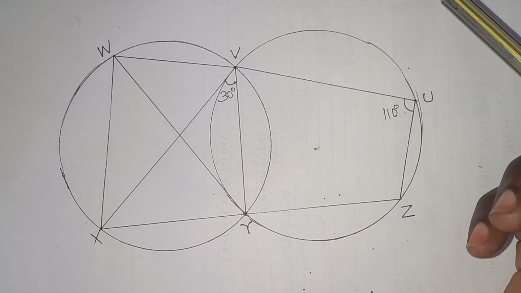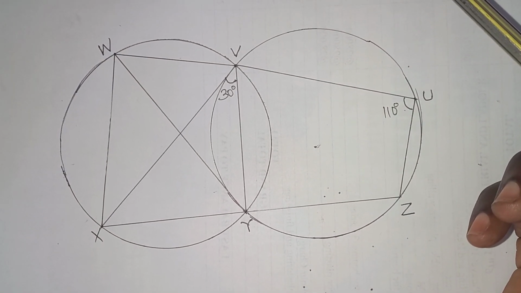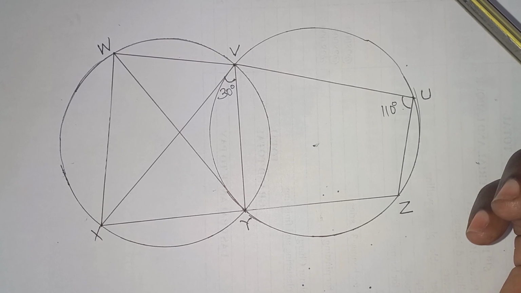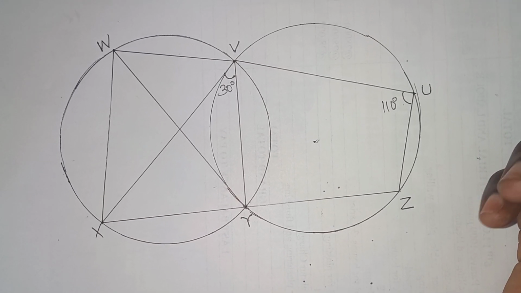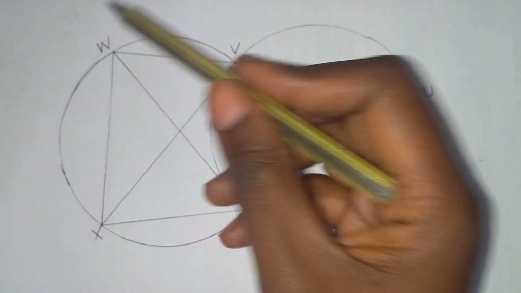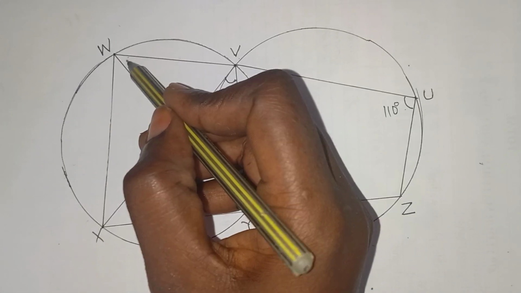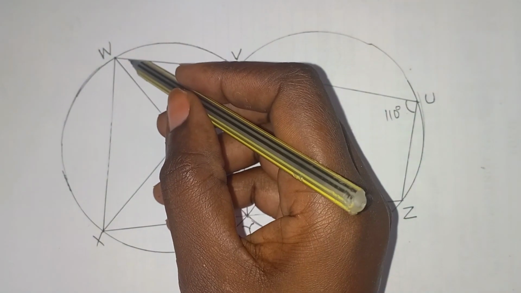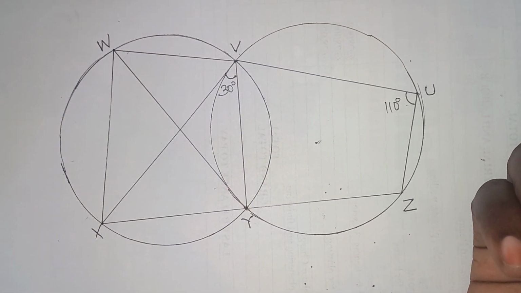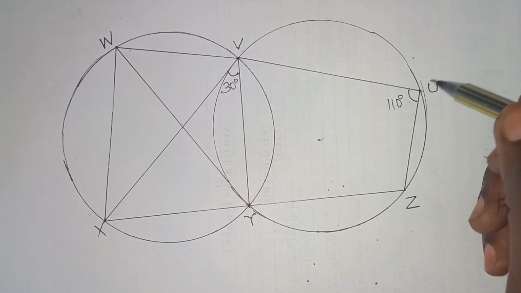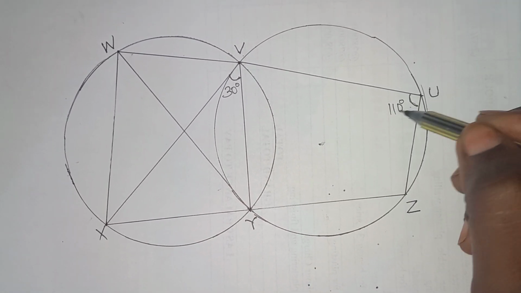Hello viewers, this is Form 2 Mathematics from the topic Angle Property of a Circle, and we want to look at how you calculate angle VWY, this angle here. So how will you calculate this angle? As you can see here, we've been given only two angles. This angle will be given to be 110.